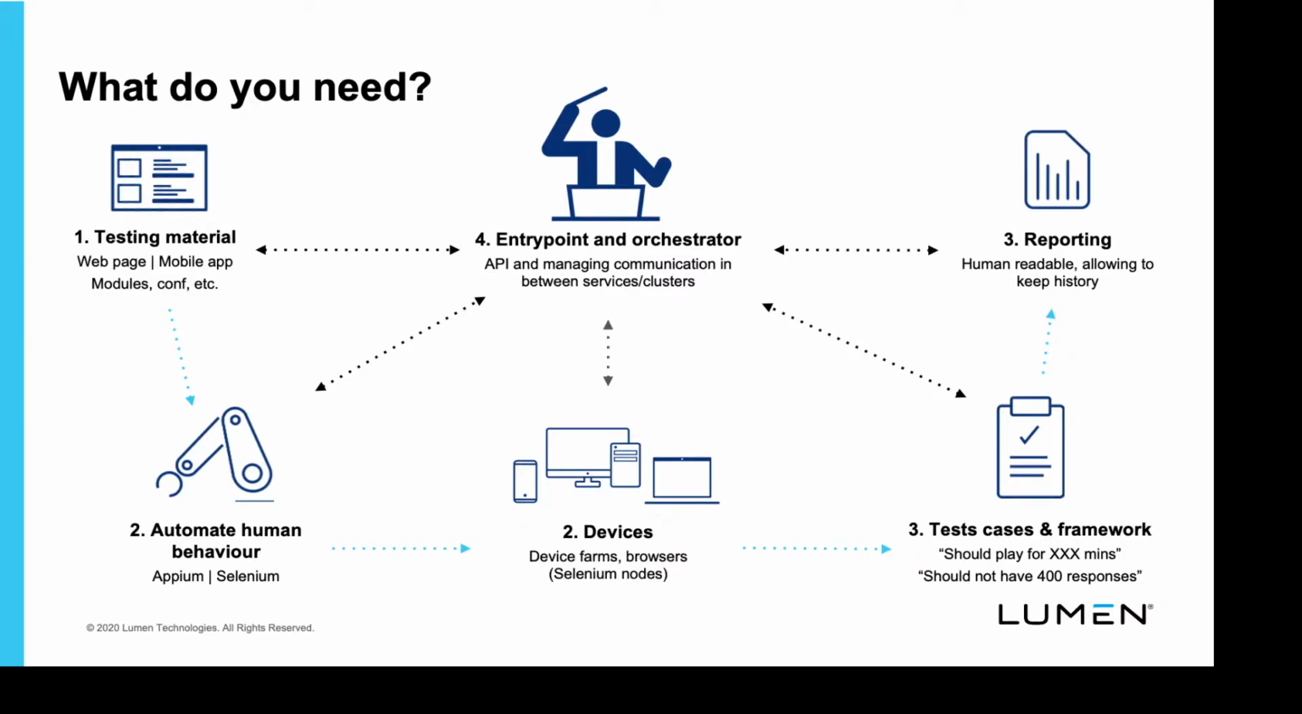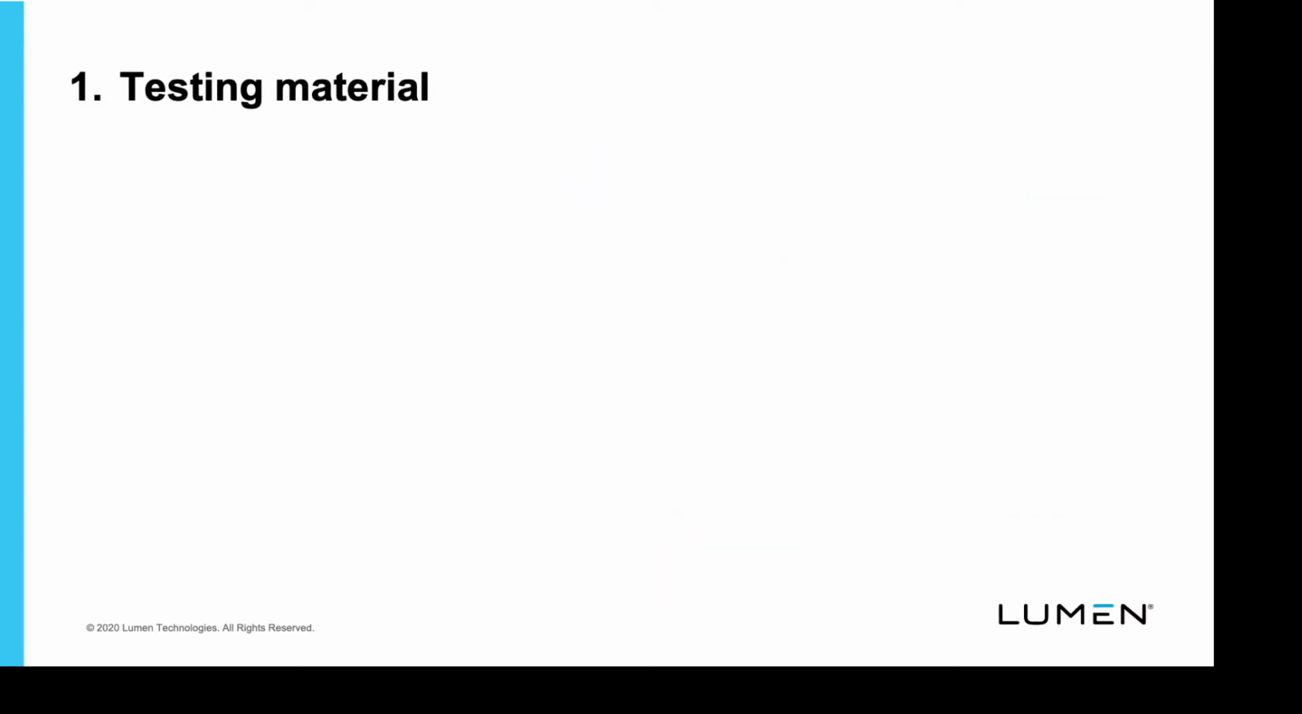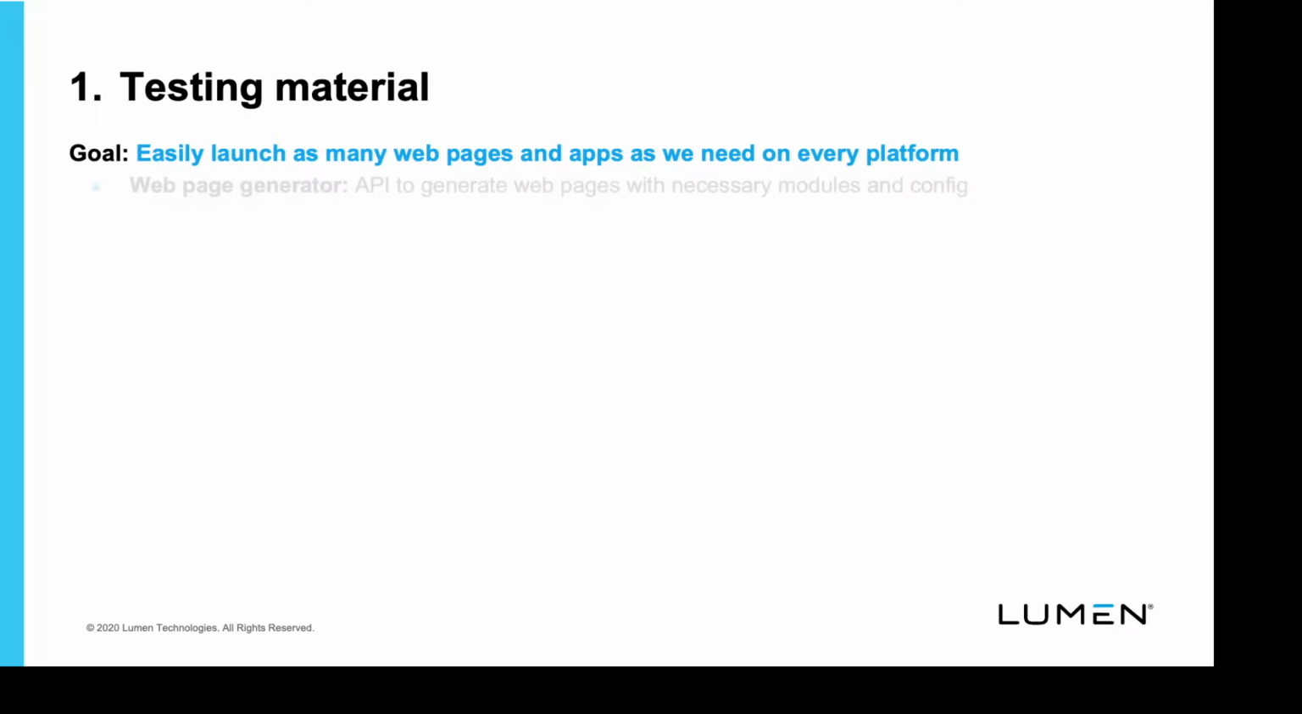So this is the overall landscape of what you need if you want to build such a workflow for QA automation. And the first thing you need is some testing material, right? For example, in the case of web, you want to easily be able to launch some web pages on any type of browser, on any type of operating system. And it's the same for mobile applications.